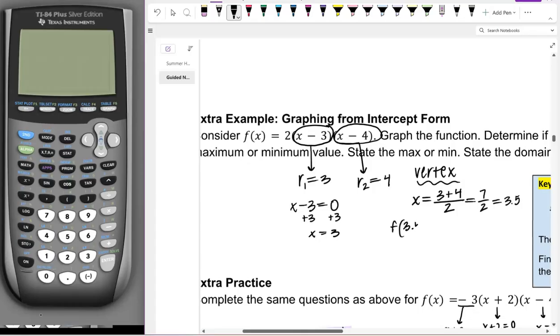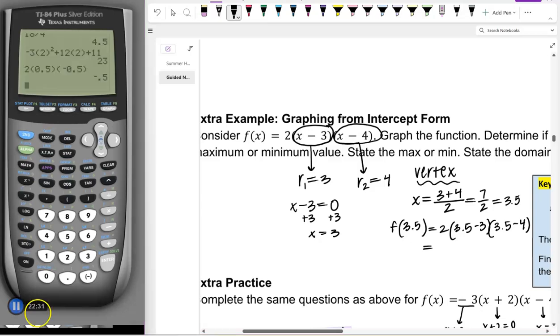And then to find the y value, I'm going to plug that back in. So I need f of 3.5. That's 2 times 3.5 minus 3 times 3.5 minus 4. With these decimals, I think it's going to be more efficient to use my calculator, so I'm going to pause and do that. I got the y value is negative 0.5 or negative 1/2. So putting that together, my vertex point is 3.5 comma negative 0.5.